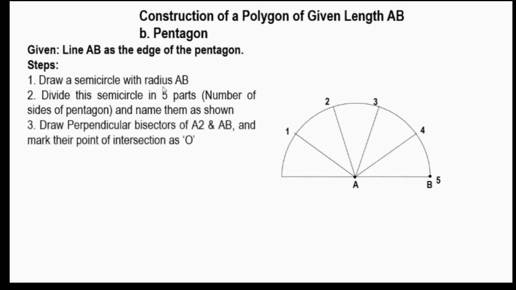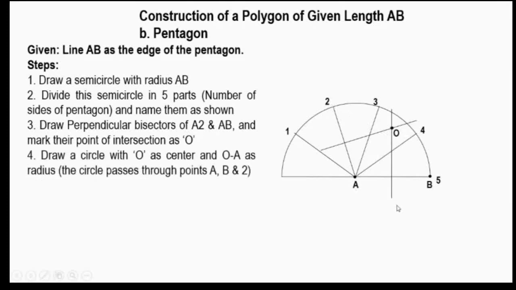Again, draw perpendicular bisectors of line A2 and the line AB. Now notice that these two perpendicular bisectors are intersecting at another point O, somewhere in the space. In the case of a hexagon, it was at point number 4. Now it is somewhere in the space. This is point O. Now because point O is on the perpendicular bisector of AB, O is equidistant from A and B. Similarly, point O is on the perpendicular bisector of A2. Therefore, point O is equidistant from point A and point 2. So we can say that point O is equidistant from point 2, A and B.